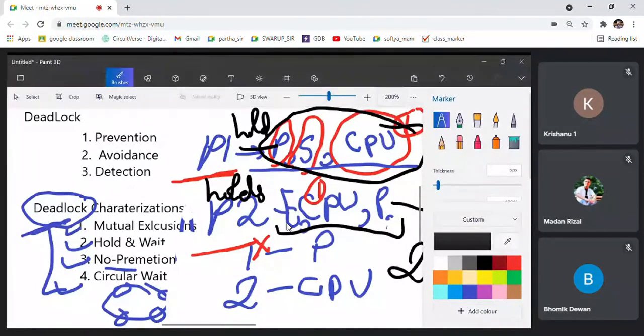Okay. So now, Subhash, is hold and wait clear now? Yes, ma'am. Okay, so now let's move to the next topic.